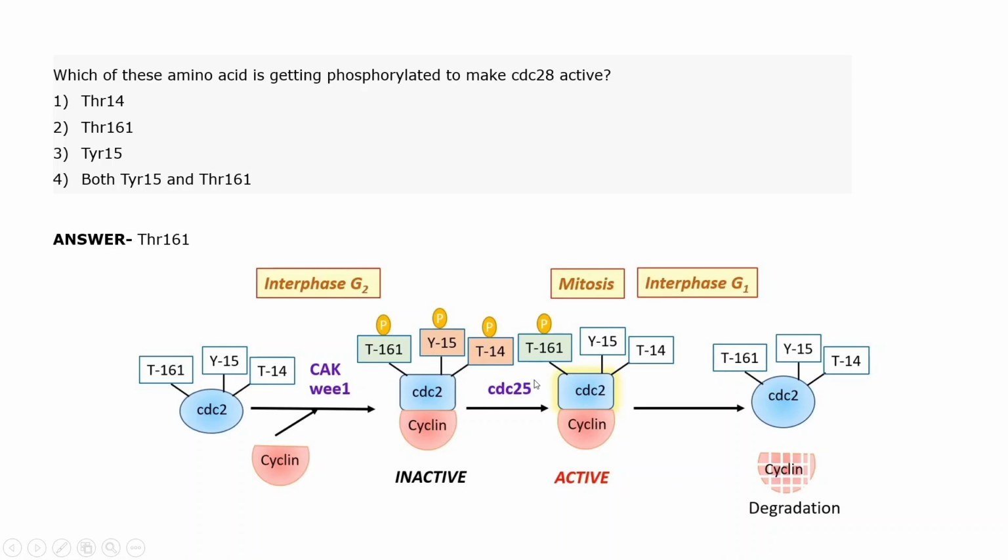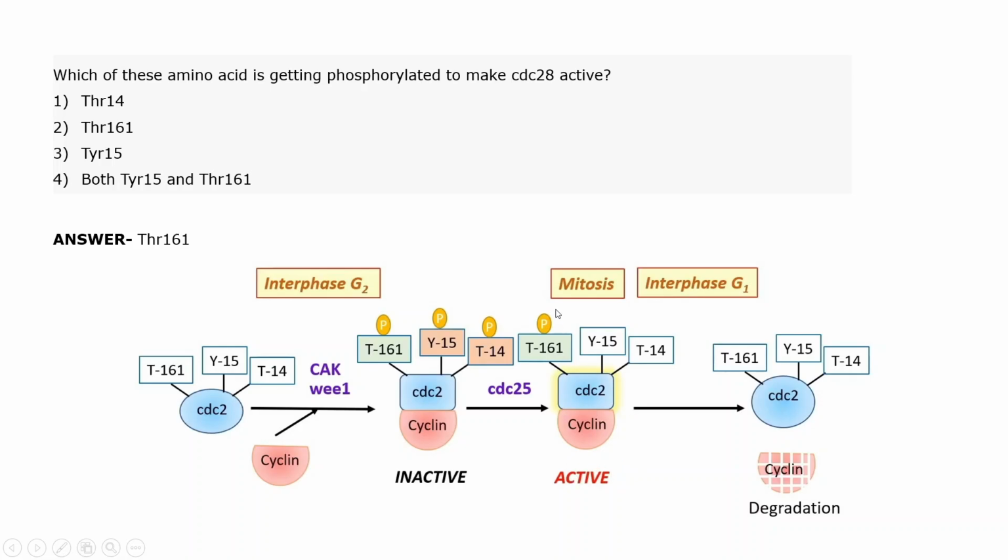So CDC25, which is a phosphatase, actually removes this inactivating phosphorylation there. That is, it removes the phosphate groups from this tyrosine 15 and threonine 14, rendering them free or dephosphorylated, while the threonine 161 is still phosphorylated in this case. So the activating amino acid is getting phosphorylated there. Whenever this happens, this cyclin B, CDC2 or CDC28 or CDK1 complex is activated there. So the mitosis is getting regulated at this phase because of the active cyclin B CDK complex.